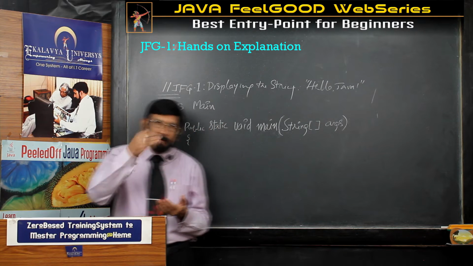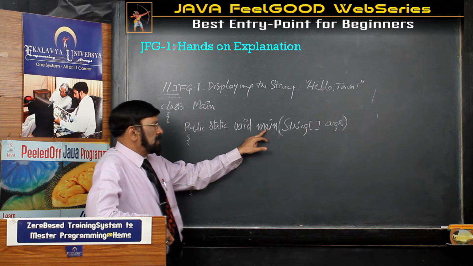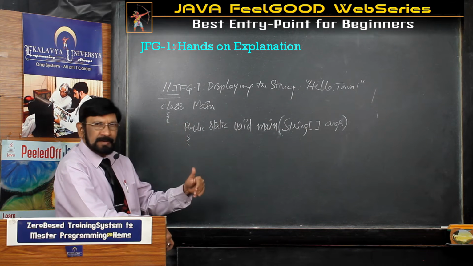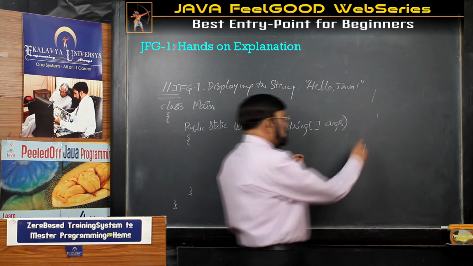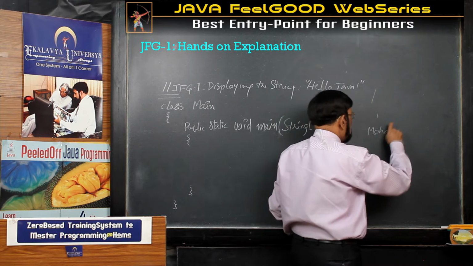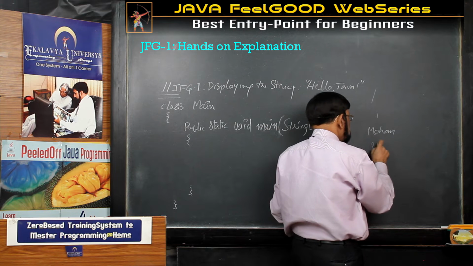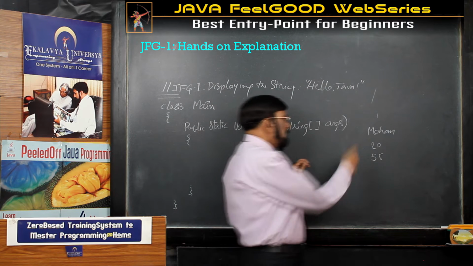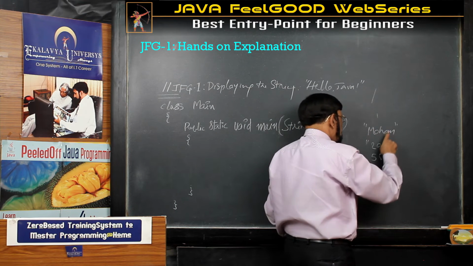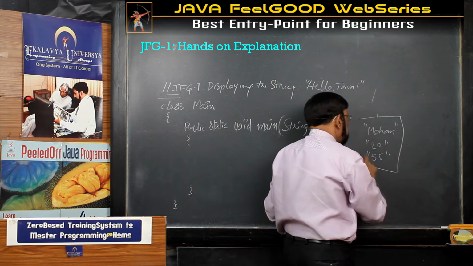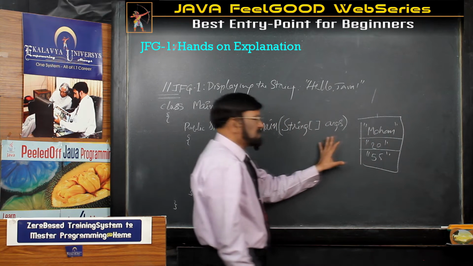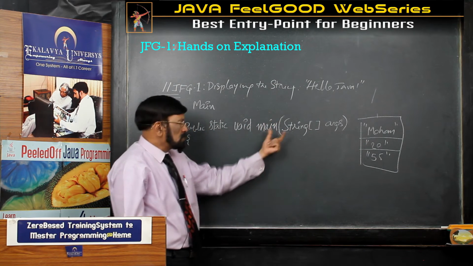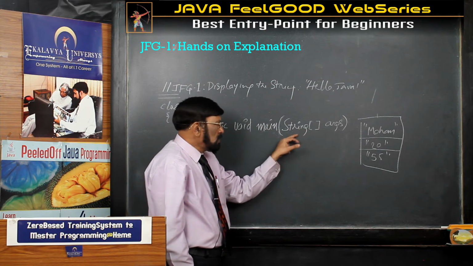Actually, if you want to give any arguments, meaning inputs to the main, as strings you can give. That is the meaning. You don't worry about that. Just simple. We are not giving now. Actually, you may give, suppose, Mohan, his age is 20, his height is 5. Like 3 data items you want to give. And these are converted as strings and given to the main. This is an array. That is the sense. Don't worry about that.